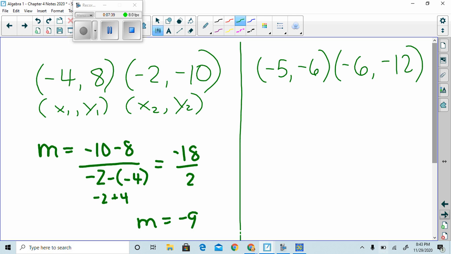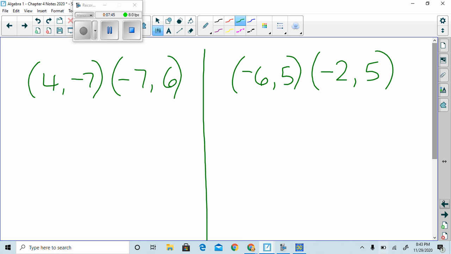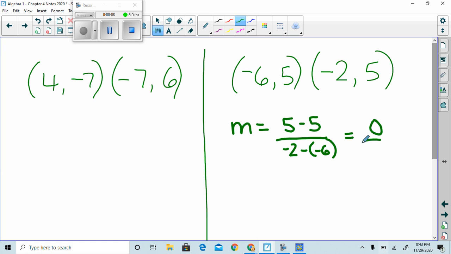And then we have, as always, ones that are a little bit different. So let's take a look at 1 or 2 last ones before the end of this session. And let's just start with, let's do the one on the right. M is equal to 5 minus 5 over negative 2 minus a negative 6. Well, as I'm simplifying, I get 0, add the opposite over 4. This tells me that my slope is equal to 0.